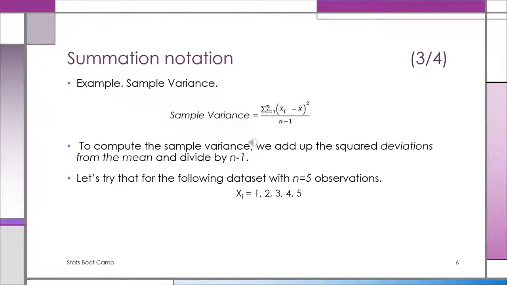One of them is the sample variance, where we're basically getting the deviations around the mean, squaring them, adding them up, and dividing by n minus 1. We'll worry about why we're dividing by n minus 1 and not n once we actually get to the course.